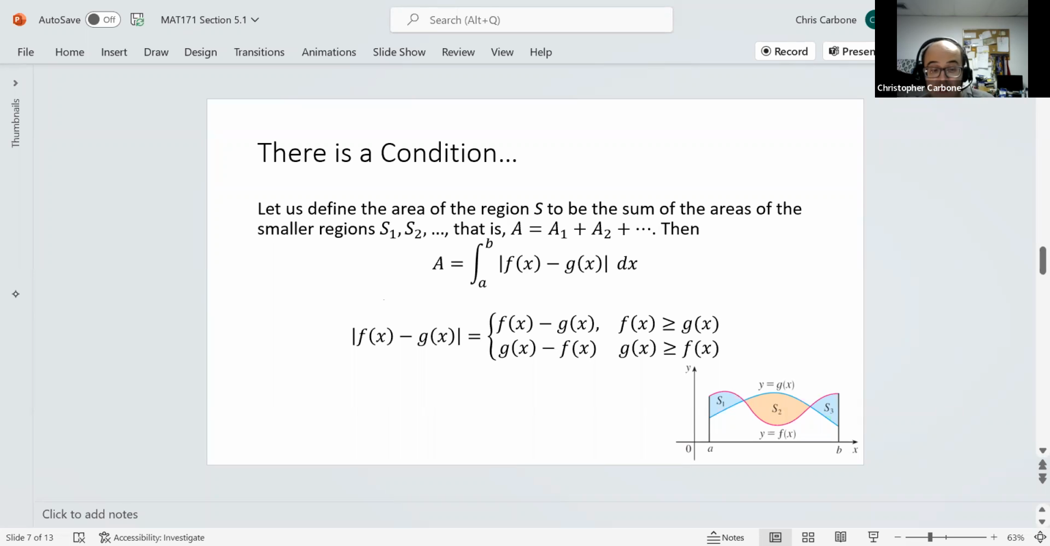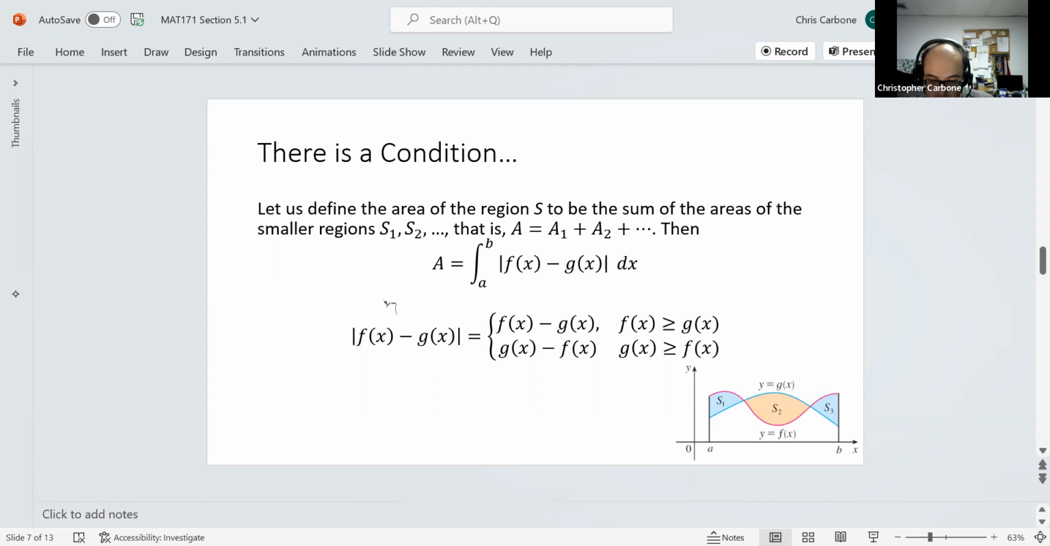And we could calculate that by taking the integral from a to b of the absolute value of f of x minus g of x dx. And we have that the absolute value of f of x minus g of x being f of x minus g of x if f of x is greater than or equal to g of x, or we would have g of x minus f of x, where g of x is greater than or equal to f of x.